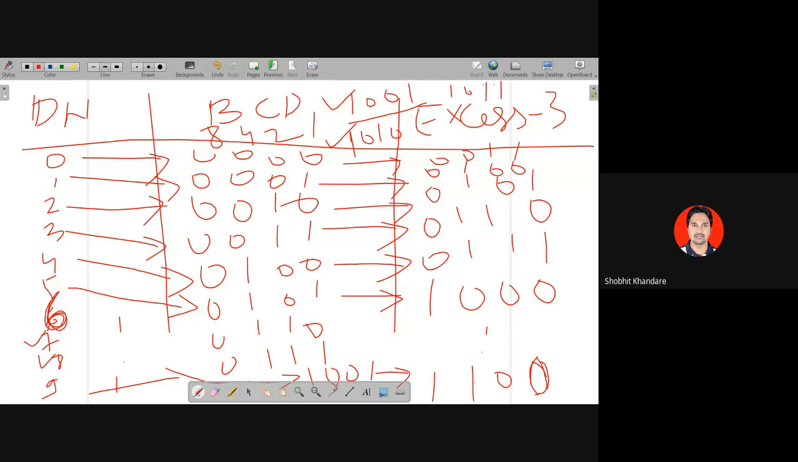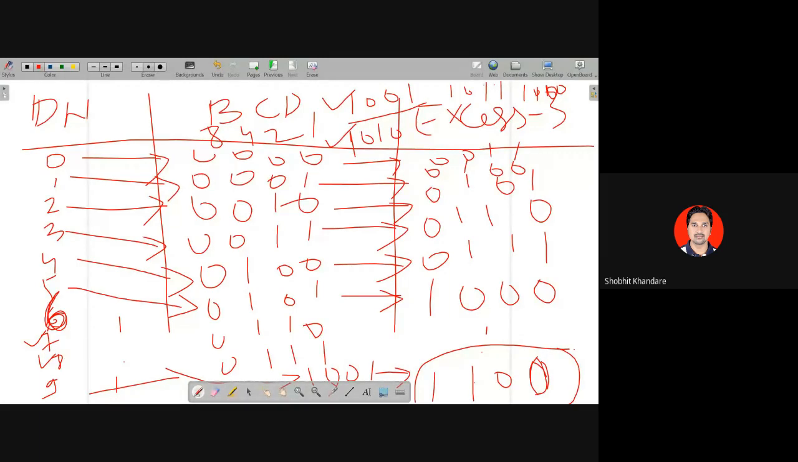When it comes to 9, how do you write 9? The XS3 of 9, 9 plus 3 gives you 12. So how do you write 12? 8, 9, 10, 11, 12. So it is 1010. No, it is 1100. Right? Yes, 1100. So tell me, if I am doing this, for XS3 I am using only 4 bits. I am only using 4 bits.